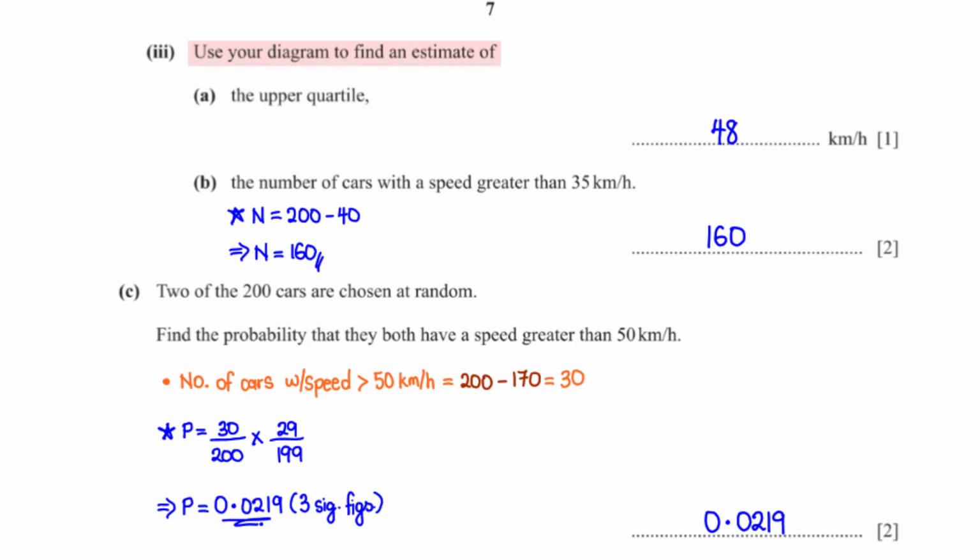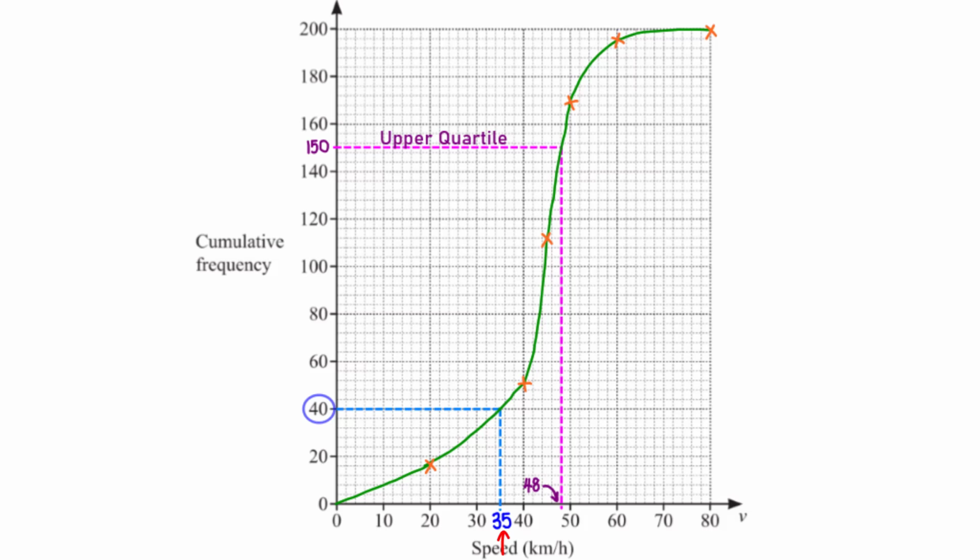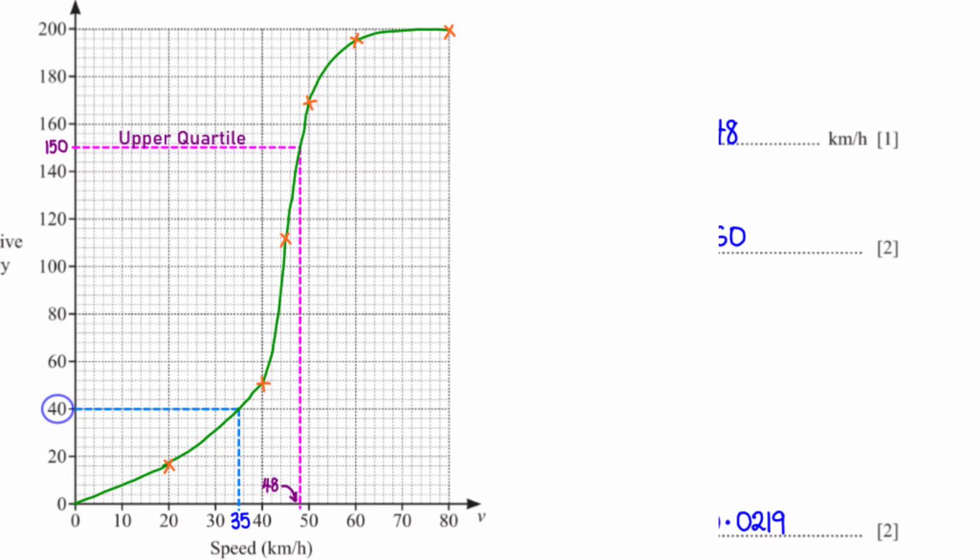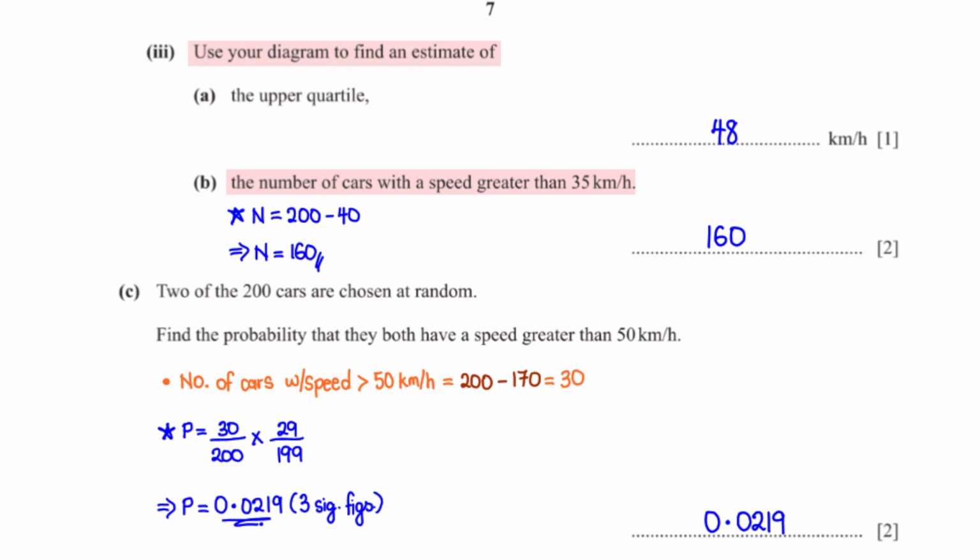Use your diagram to find an estimate of the number of cars with a speed greater than 35 kilometers per hour. When we map 35 kilometers per hour on the diagram, we get 40. This means that the number of cars with a speed greater than 35 kilometers per hour is 200 minus 40, which is 160.